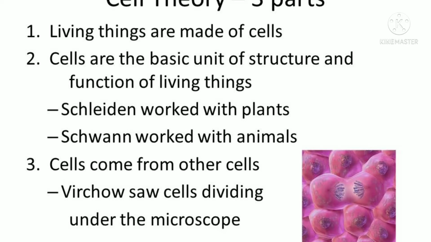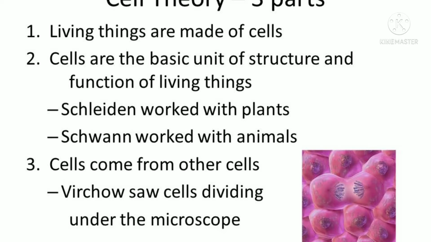He gave 3 postulates. The cell theory was given by Schleiden, Schwann and Virchow, in which they said that all living things are made up of cells. All the living things that survive on our earth are made up of cells. They may be unicellular or multicellular organisms, but all living organisms are made up of cells.